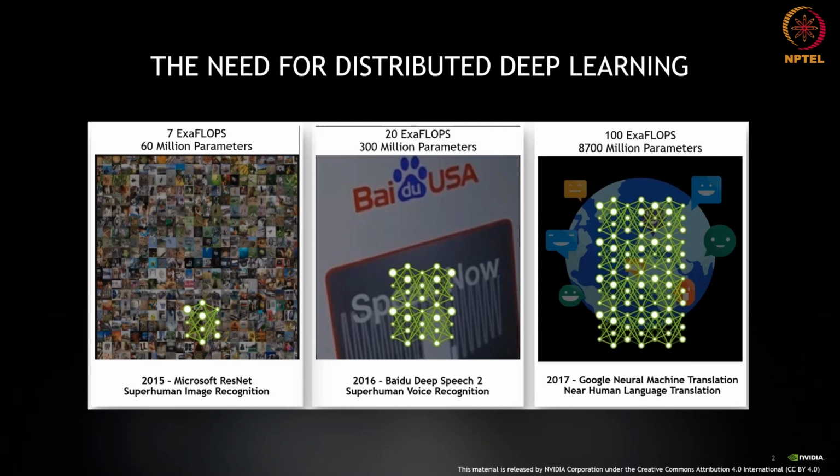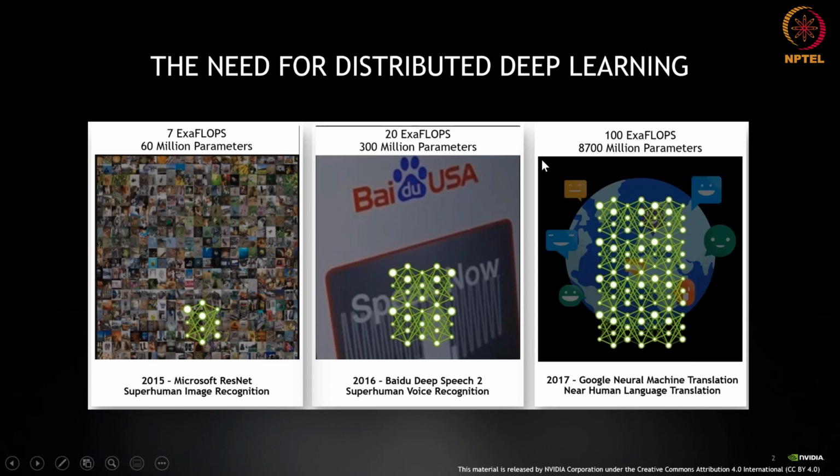When we moved towards 2016, we went from a computer vision problem to a different set of problems in the space of NLP. In 2016, Baidu Deep Speech released a model which had 300 million parameters, and the performance required to train this model was in the range of 20 exaflops.